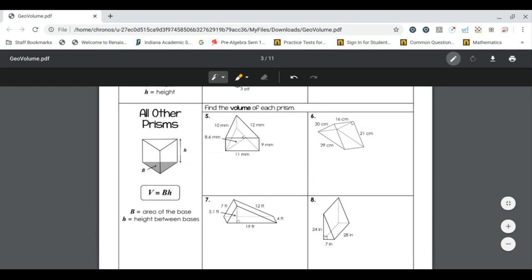Let's move on. Now, other prisms. A triangular prism is probably what we're looking at. That means they have a base of a triangle. In that case, you're going to take the area of the base and multiply it by height. The area of a triangle is 1/2 base times height, right? Let's do a couple of these.